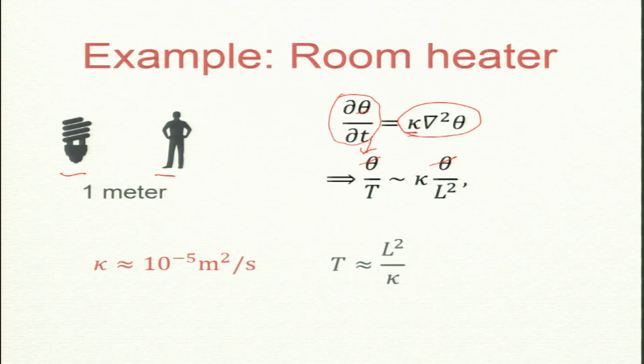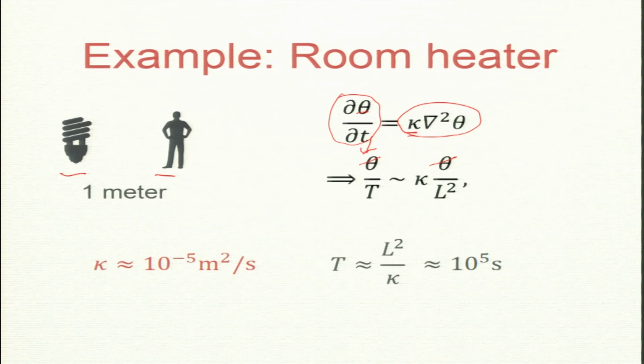So, what is the number? Just plug in, L is 1 meter. So, 1 meter square by 10 power minus 5 meter square per second gives you 10 power 5 seconds. It is way too long. Okay. Now, I can't wait for 10 power 5 seconds to warm myself up, right. So, this is totally wrong. In fact, the whole calculation is wrong, contrary to what we experience in daily life.